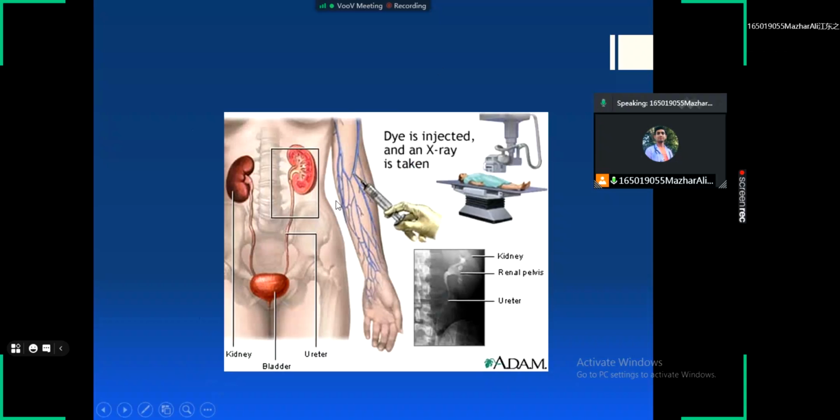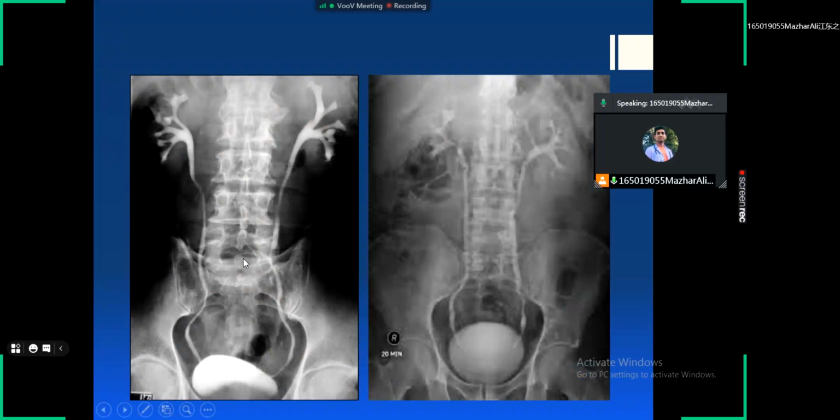We do this in urology. As you can see, dye is injected and an X-ray is taken. This is dye in the vein. When the dye is injected into the vein, it travels through the whole body, then enters the kidney, and you can see the kidney, renal pelvis, and ureter. So this dye gives us a picture of a normal kidney. If there is a stone stuck here, the dye will not pass down. So this IVU shows us where the stone is lodged. You can appreciate in this picture the IVU we do in urology.